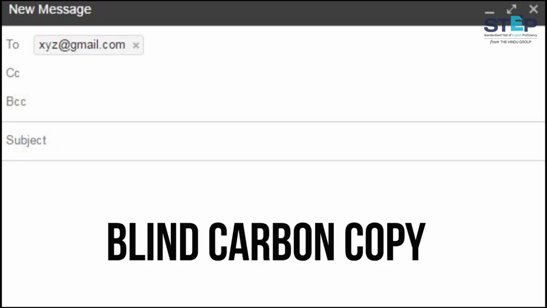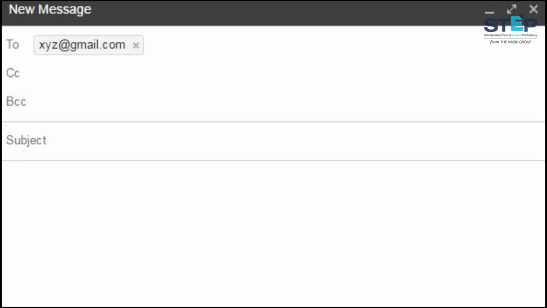Coming to the final one, the BCC or the blind carbon copy. BCC is used when you want to send an email to a person, but you do not want other people to know that. The BCC field is usually used when secrecy is important. This can get a bit confusing, so I'll explain with an example.